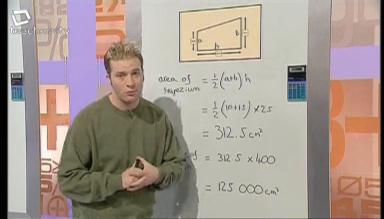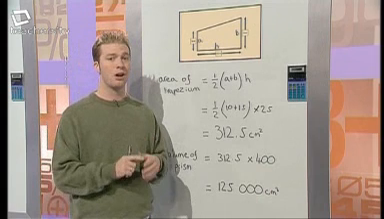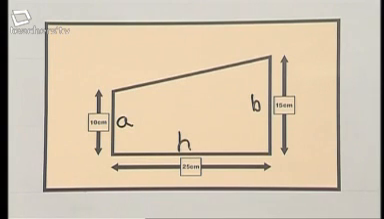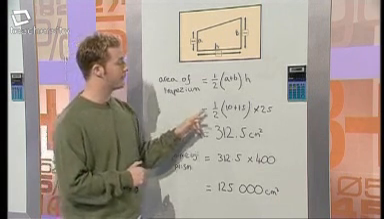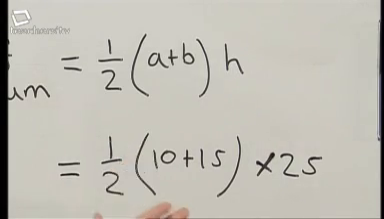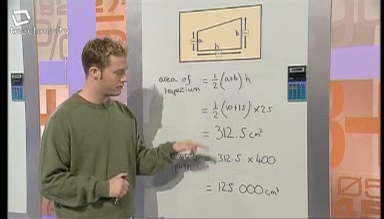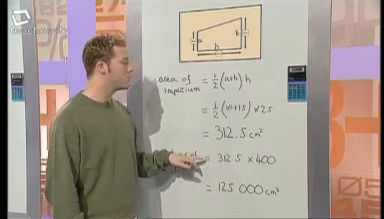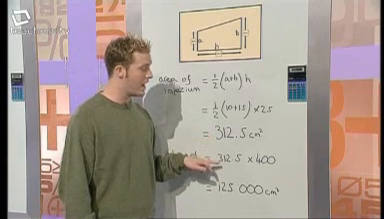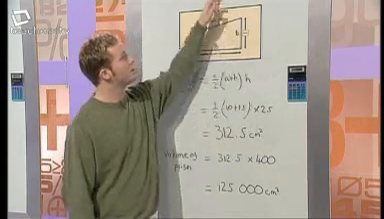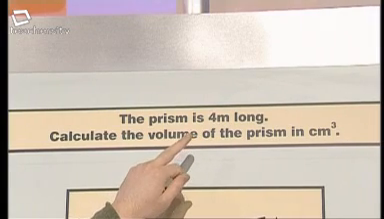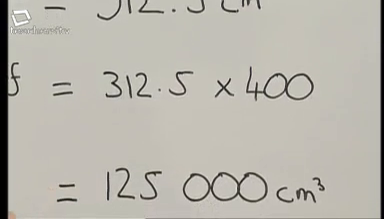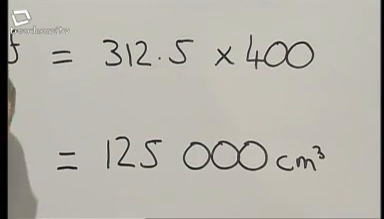I too used the same formula as Katie for working out the area of a trapezium, only I called this side a and this side b. That h we kept the same. Now putting in the figures, that gives me an area of half of 10 plus 15 multiplied by 25, which gave me 312.5 square centimetres, which is exactly the same as Katie. Only the volume of the prism is the area multiplied by its length, which is 4 metres. That's 400 centimetres. So the answer is 125,000 cubic centimetres.